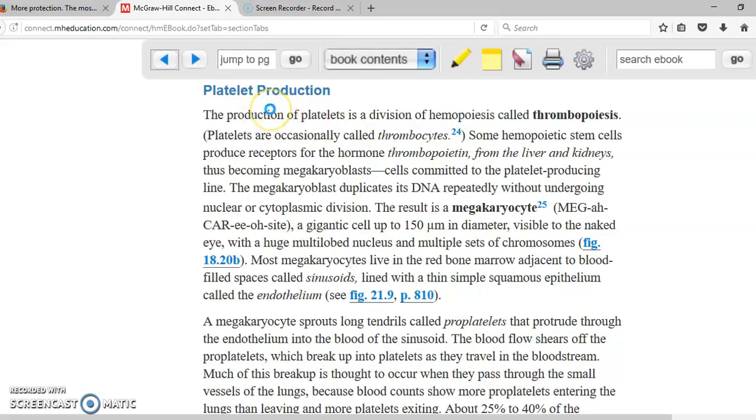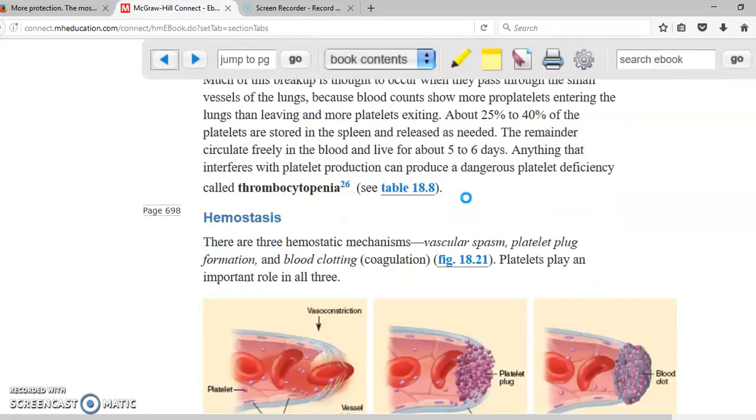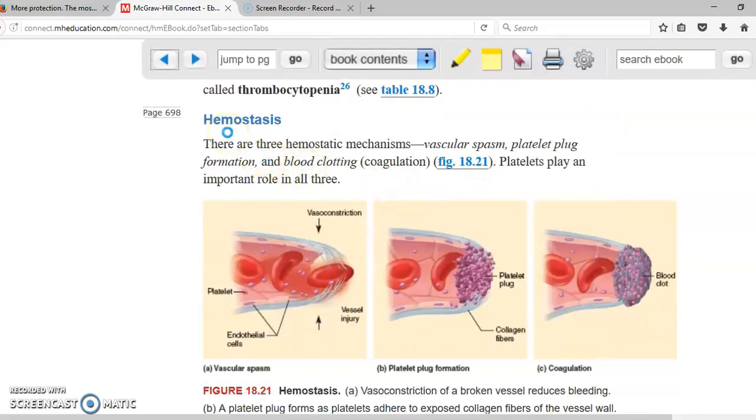Platelet production, we said, happens at the level of the bone marrow by a process called thrombopoiesis. So let's go to the next step then, hemostasis. We said hemostasis has 3 steps, and as you can see here, vascular spasm is step number 1. Vascular spasm or vasoconstriction is the same thing. Platelet plug formation is number 2. And blood clotting or coagulation is step number 3. As we mentioned before, the platelets play an important role in all 3.